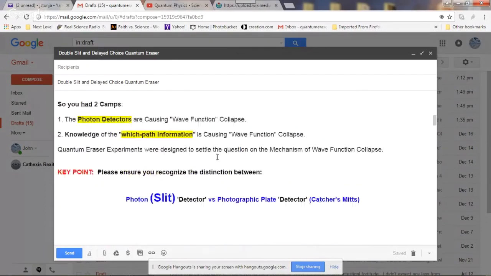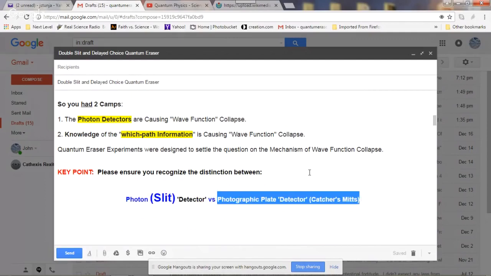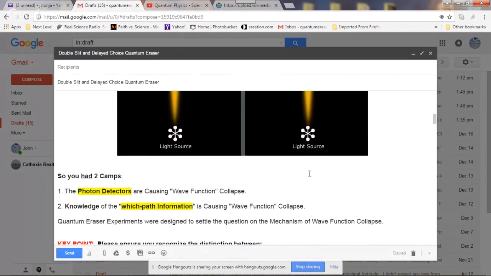Now, this is a very important key point right here. Here's where a lot of confusion comes in. I want to iron this out right now. Please ensure that you recognize the distinction between photon slit detectors and the photographic plate. I usually call it a catcher's mitt, because there's a difference here.